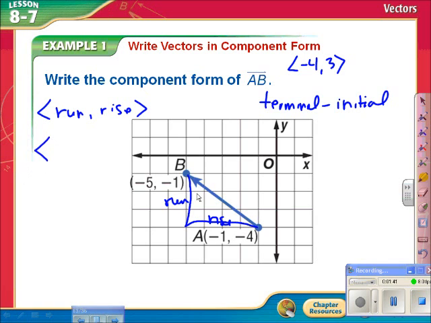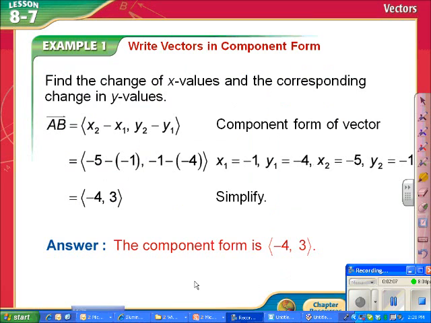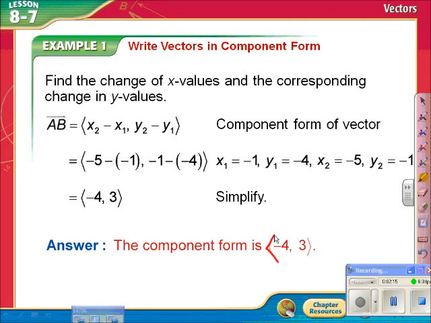So if I want to get the run, I start with point B because that's my terminal point, and I subtract my x's. So negative 5 minus a negative 1. Then to get my rise, I start with point B again. So I'm going to do negative 1 minus a negative 4. So this is actually negative 5 plus 1, which is negative 4. And this is negative 1 plus 4, which is a positive 3. So the component form is ⟨-4, 3⟩ with vector notation. Pay careful attention that you're using the correct kind of symbol for a vector.